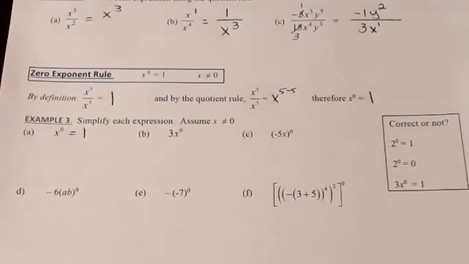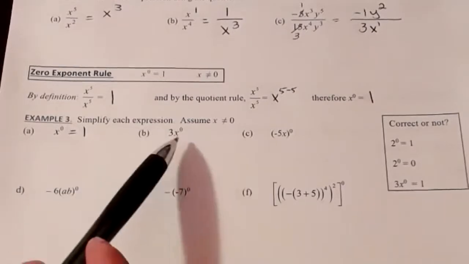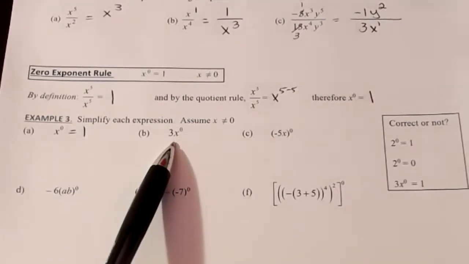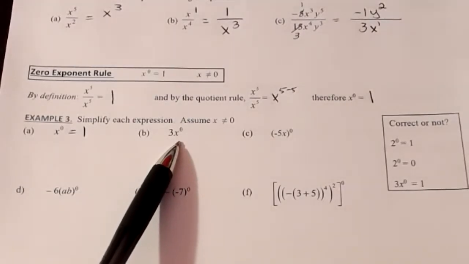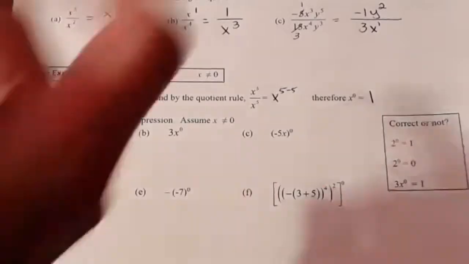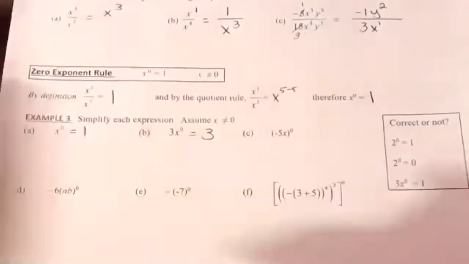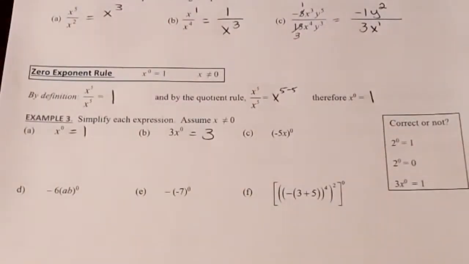For part B, let's go Didier, 3x to the 0. What's this gonna leave us with? 3. Yes, that's exactly correct. It's 3 times 1, which is just 3. Very nice.